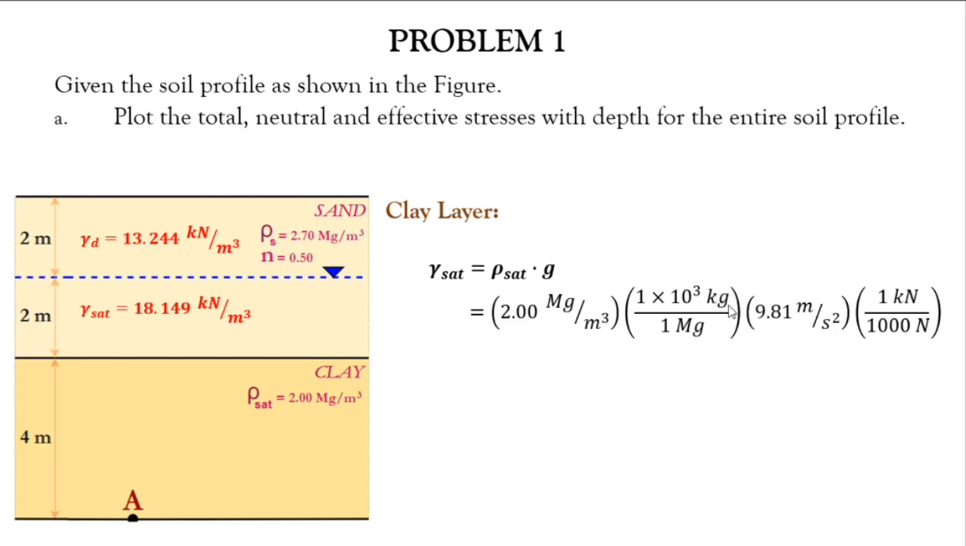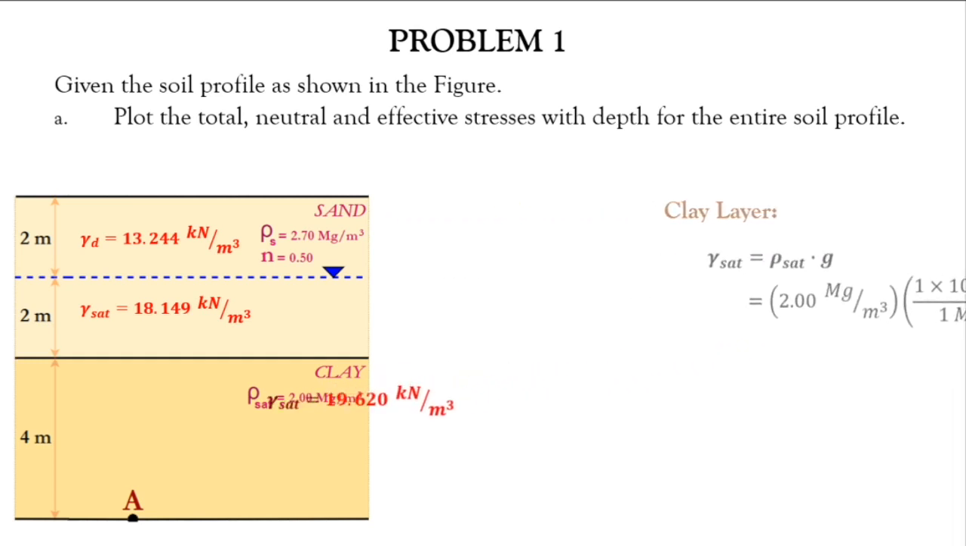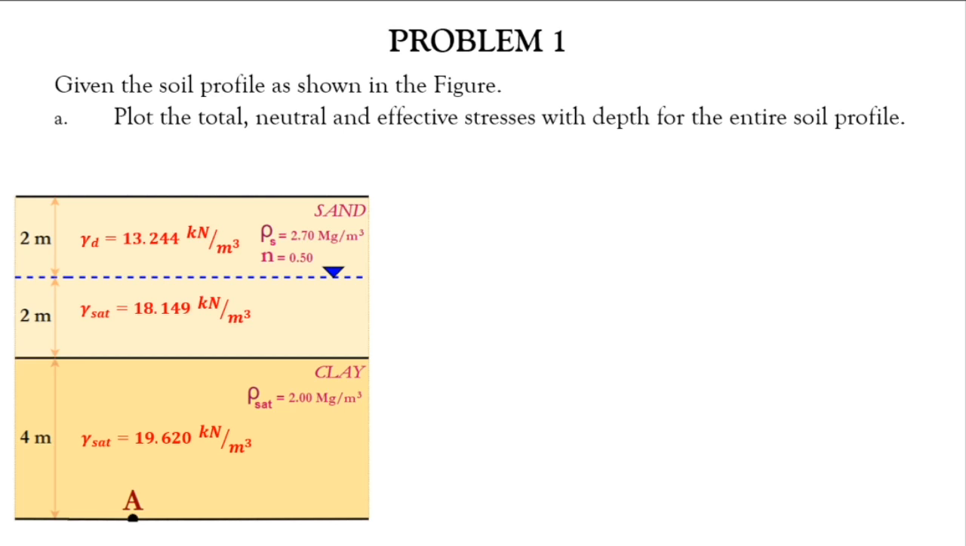We know that the product of kilogram and meter per square second is Newton. I convert it to kilonewton by dividing by 1,000. Therefore, the saturated unit weight of the clay layer below the water table, which is submerged and saturated, is 19.620 kilonewton per cubic meter. That is what we will use for computing the stresses: total, neutral, and effective stresses.